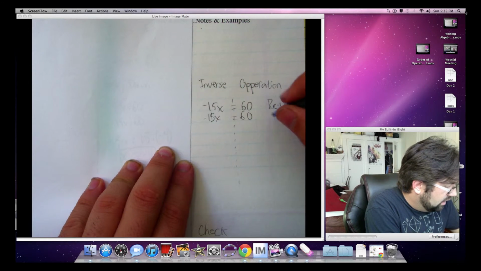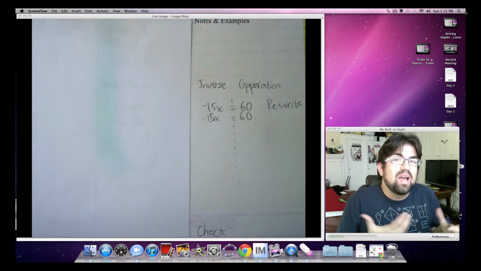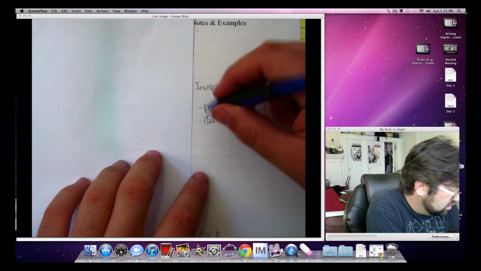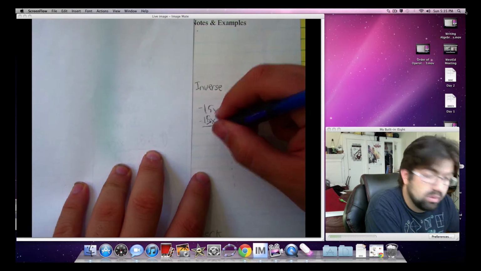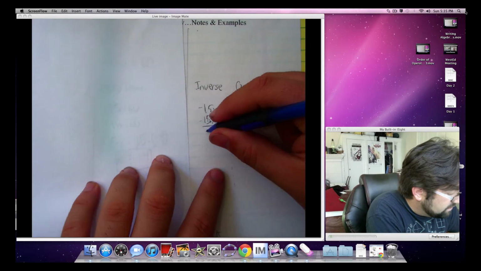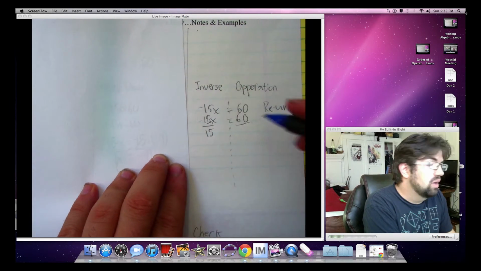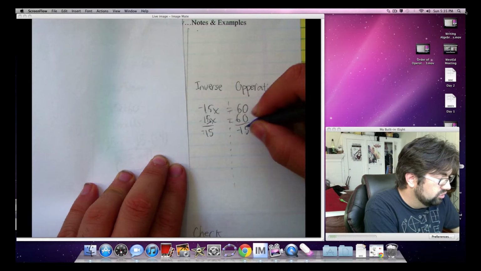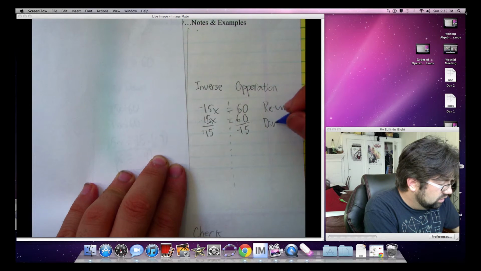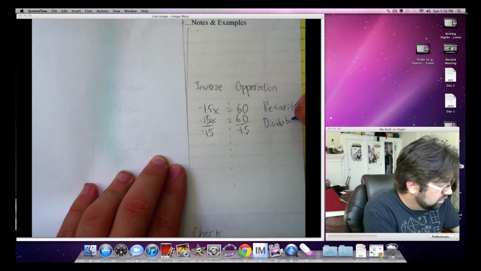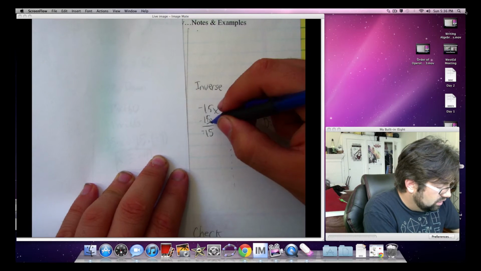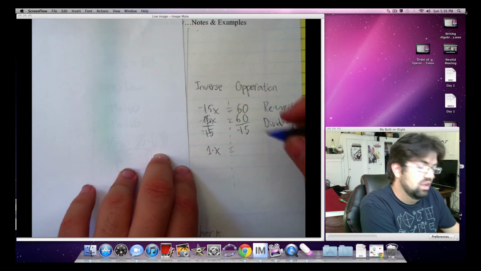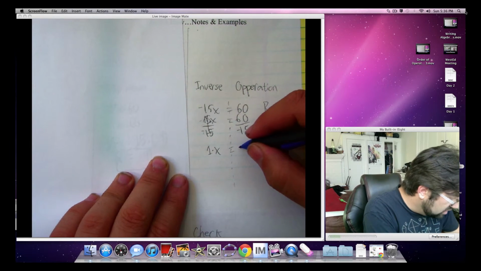Now, negative 15 times x, the opposite operation of multiplying is dividing. So we're going to divide both sides. Remember, whatever you do on one side, you have to do on the other. By 15. No, that's not what's in front of x. It's not 15. It's negative 15. You got to keep the negative right there. Don't lose it. So we're dividing by negative 15. 15 divided by 15 is 1. 1 times x equals a positive divided by a negative is a negative.